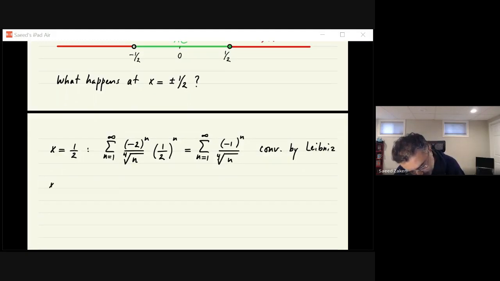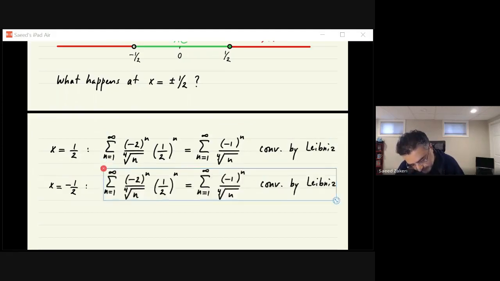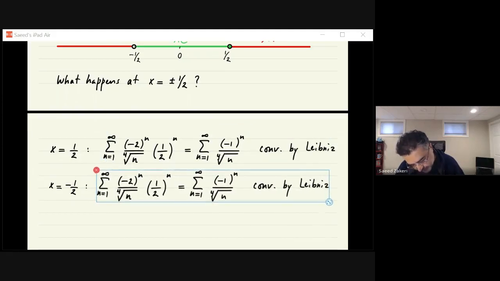What about at x equals minus 1/2? Let me try to copy this to save time, because the formula is very simple. They're similar.